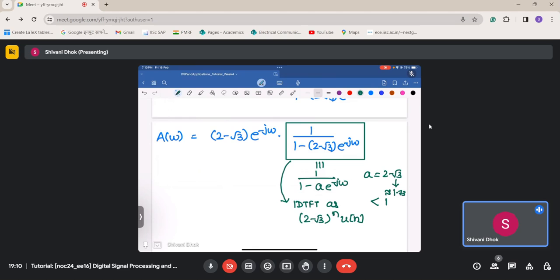But now there is another thing that is coming up here, which is this quantity. Okay, now what does this quantity indicate? Now recall the time shift property, which we derived some time back.